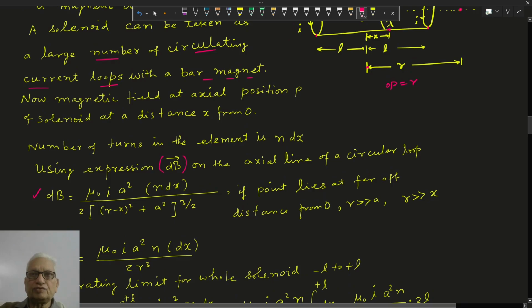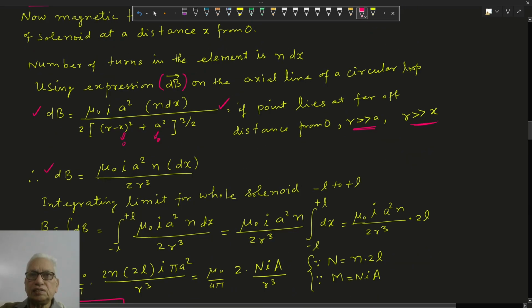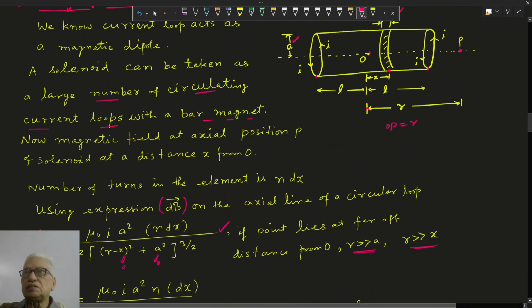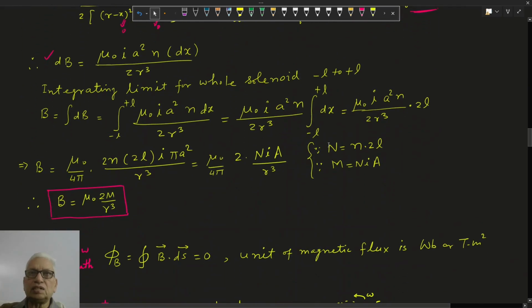So using the formula here, dB given by this equation, r is very large than a, r is very large than x also. हमने इसको नेग्लेक्ट कर दिया, x को और a को नेग्लेक्ट करके ये मिल जाएगा dB. So if we integrate here, limit is say from minus L to plus L, considering the total bar magnet of length 2L. So minus L to plus L, this is the limit.